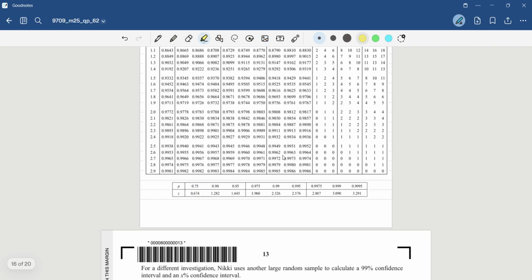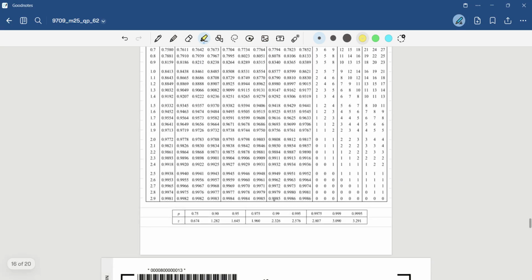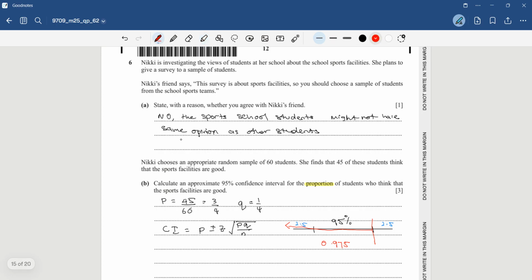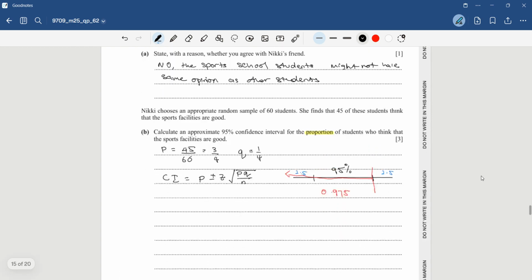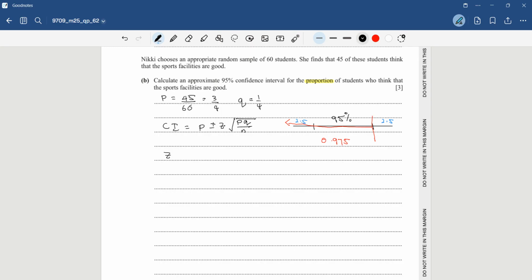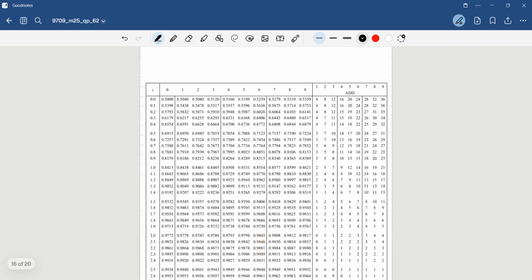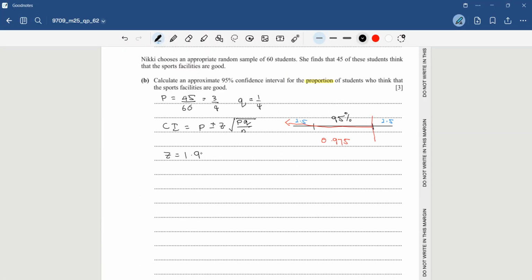Okay, so for 0.975, you can look here, the shortcut one, which is 1.960. Okay, so my Z score will be 1.960. Is it correct? Yeah, 1.960. Okay, so you just substitute in.